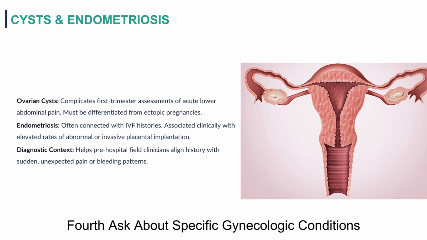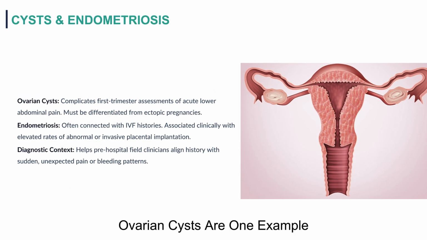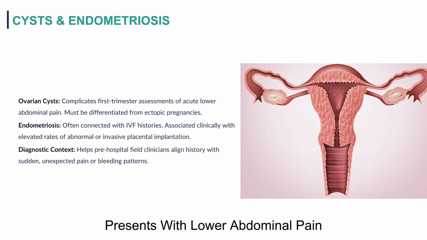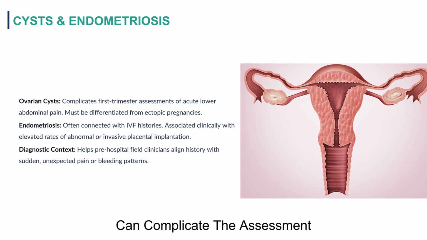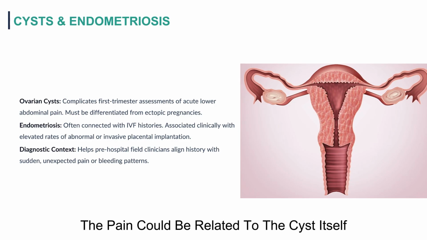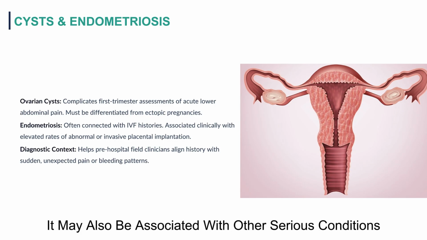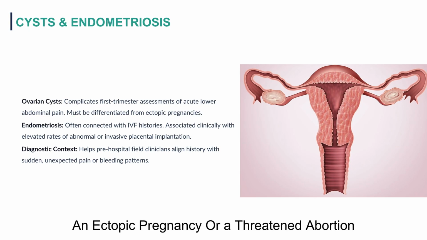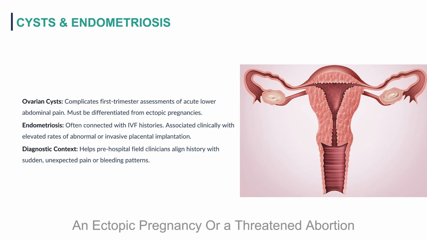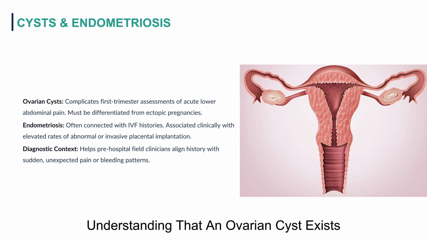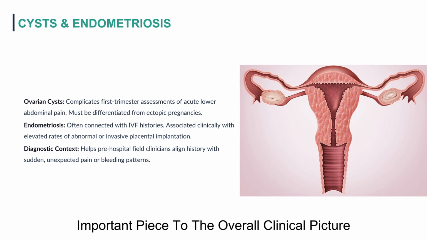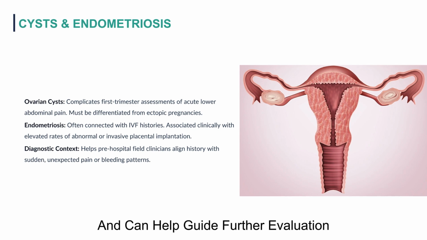Fourth, ask about specific gynecologic conditions. Ovarian cysts are one example. If a patient in her first trimester presents with lower abdominal pain, the presence of an ovarian cyst can complicate the assessment. The pain could be related to the cyst itself. However, it may also be associated with other serious conditions. Questions arise regarding whether the symptoms are due to the cyst, an ectopic pregnancy, or a threatened abortion. Understanding that an ovarian cyst exists does not provide all the answers, but it does add an important piece to the overall clinical picture and can help guide further evaluation.